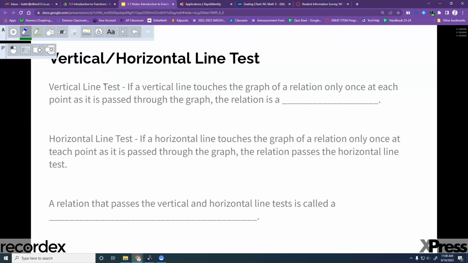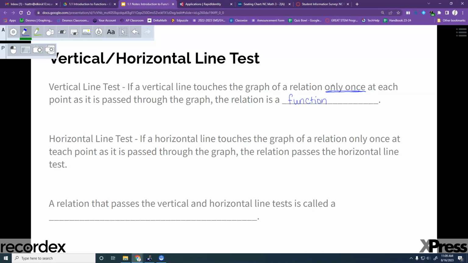Vertical line test. If you have a vertical line and you pass it through the graph, if it touches the graph only once at each point as it passes through, then the relation is a function. So if you pass a vertical line through the graph and it doesn't hit twice anywhere, it only hits one time everywhere, then that is a function. The horizontal line test is the same thing, but you're going to use a horizontal line.